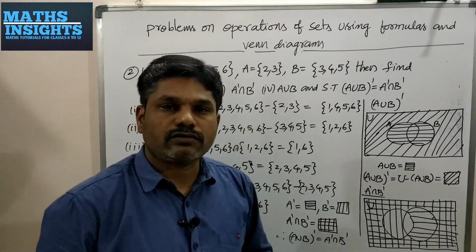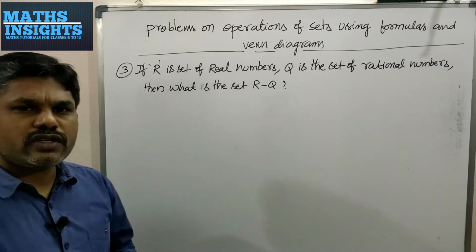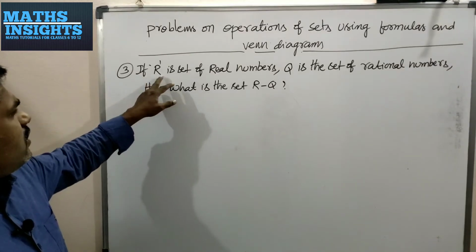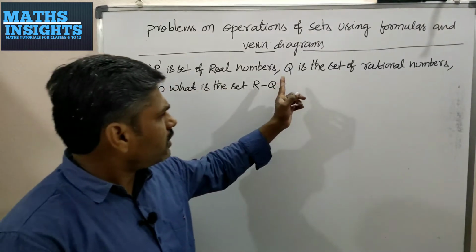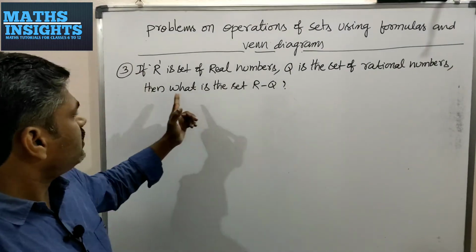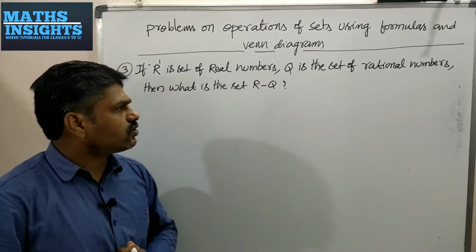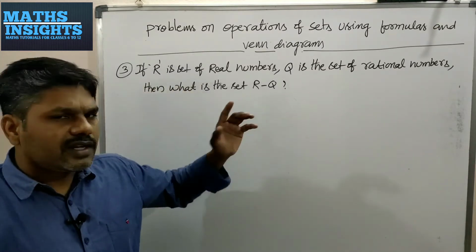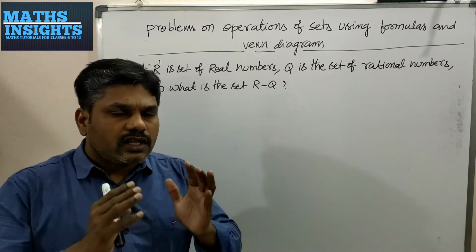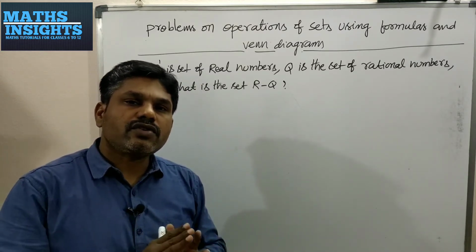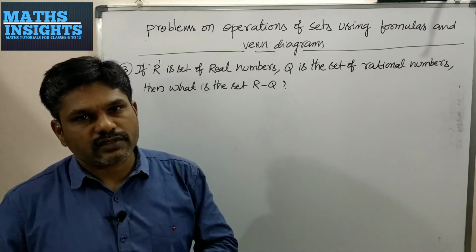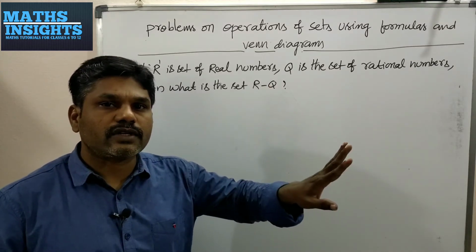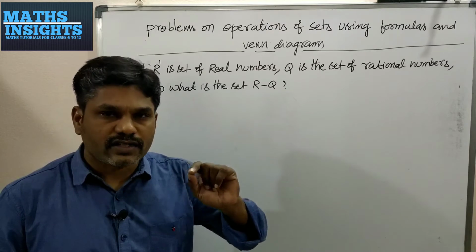Coming to the third question, it is somewhat confusing, but it is very easy. See, they are saying if R is the set of real numbers, Q is the set of rational numbers, then what is the set R minus Q? It is not required to write any formula or any Venn diagram. You know, R is the set of real numbers, and real numbers are nothing but a combination of rational and irrational numbers. If you subtract the set of rational numbers from the set of real numbers, then you will have only irrational numbers.